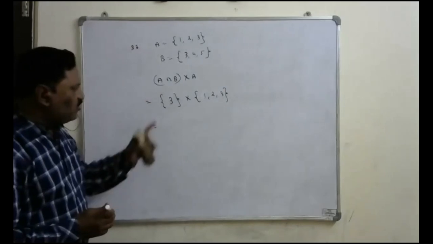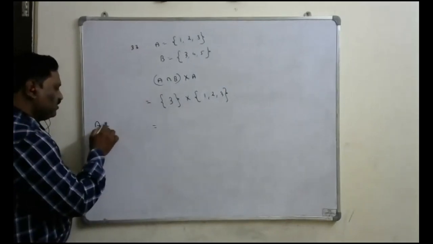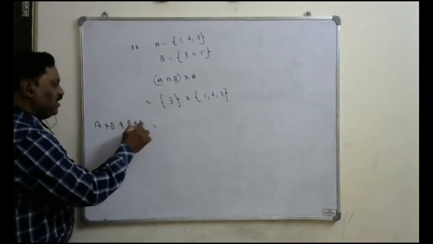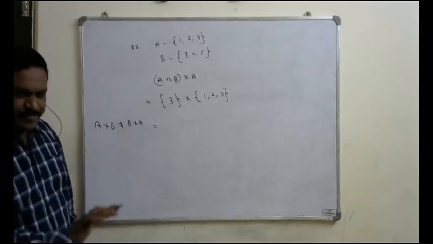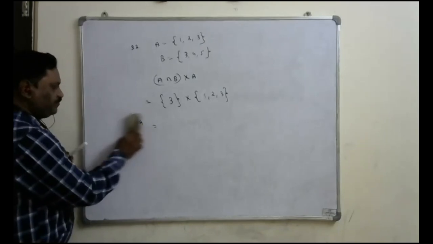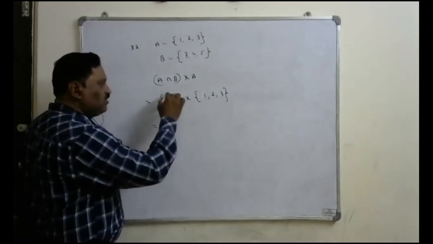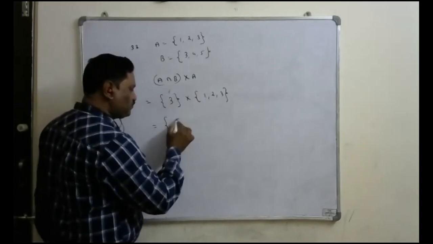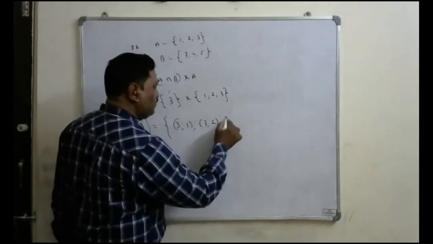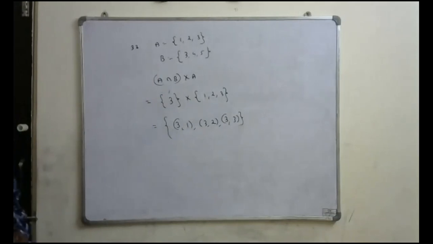We have to take it in the same order. Always remember that A cross B is not equal to B cross A. A cross B and B cross A are not the same. Remember that, that's why we should take the same order. Then what is the Cartesian product of that? 3 comma 1, 3 comma 2, 3 comma 3. That is the answer. Take that.